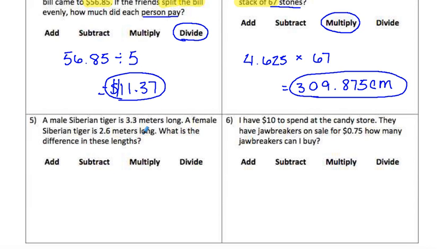Well, let's look at the question. What is it asking for? It's asking what is the difference? And if it's difference, that is subtraction. And it's asking the difference between the lengths.